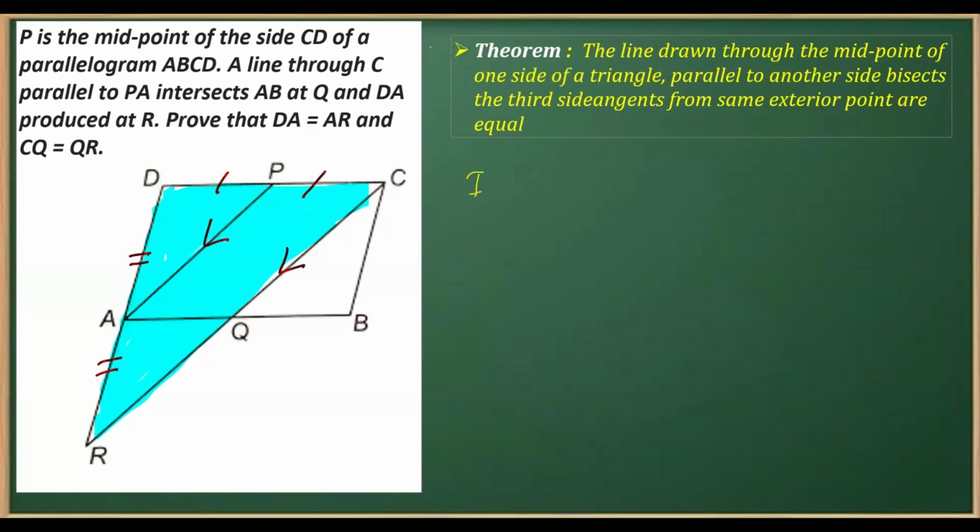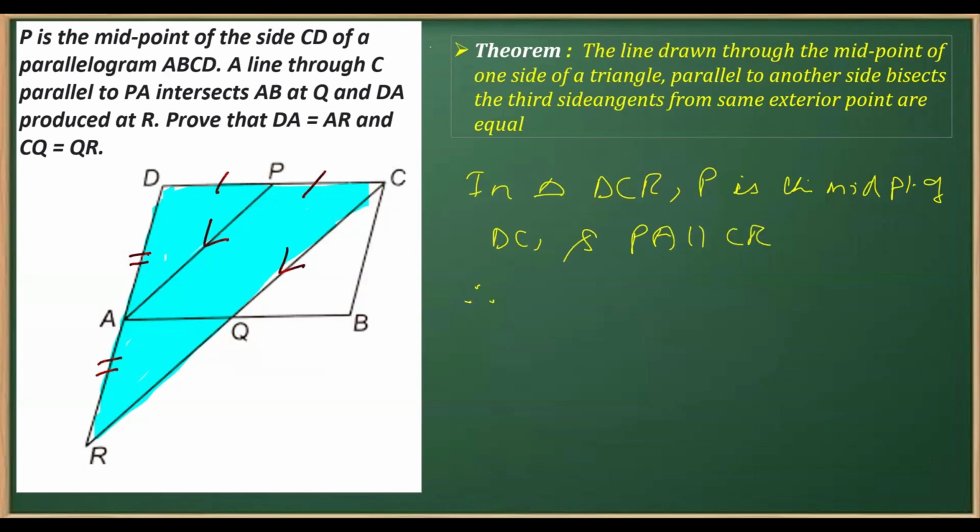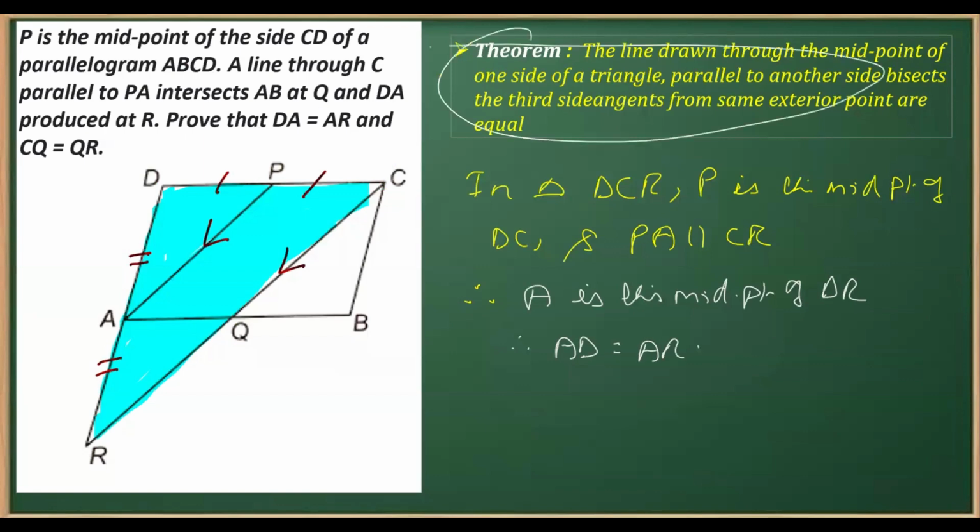So let's write down the proof part. We'll say, in triangle DCR, we have P as the midpoint of DC, and PA is parallel to CR. So therefore we can say that A is the midpoint of DR. Therefore we can say that AD is equal to AR. And you must write down this theorem here, or you may simply write converse of midpoint. That's how we prove the first part.